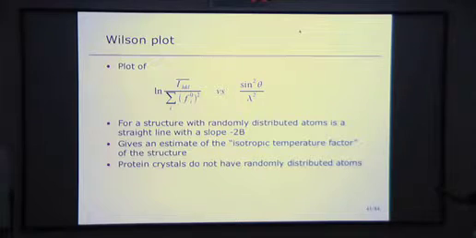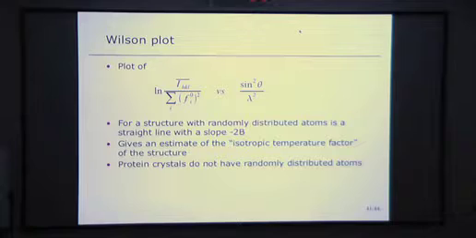It's just that when you express the resolution like that, if you draw out that plot, if you have a structure that has randomly distributed equal-sized atoms in your cell, you get a straight line out with a slope of -2b, where b is the Wilson B factor, which is an estimate of the isotropic temperature factor of the structure. It's something you can look at to get an idea of how well your crystal is actually diffracted.